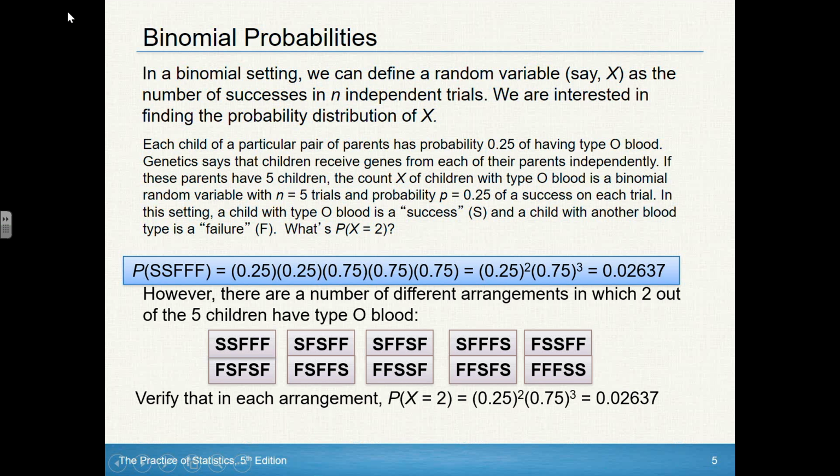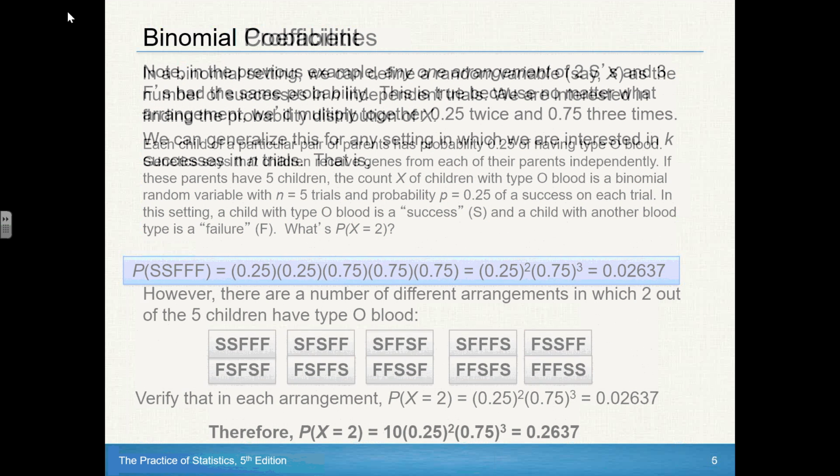So if we wanted the overall probability that X equals 2, we could just take that 2.637% and multiply it by 10 to get about 0.2637, or about 26.37% of the time. Now with this one, it wasn't so bad because I could write out those 10 different arrangements. But obviously, we don't want to have to do that every time.